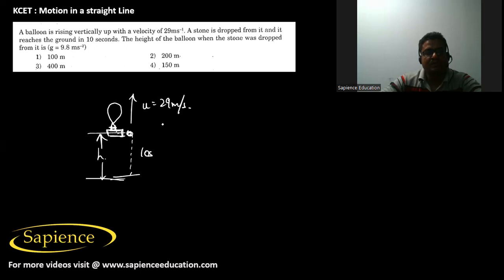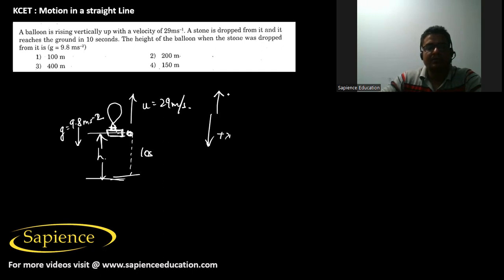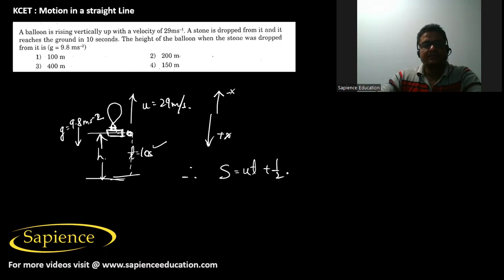So now, acceleration due to gravity is downwards, 9.8 meter per second square. Suppose we take vertically downwards as the positive direction of x-axis, so vertically upwards will be the negative direction. Since it reaches the ground in 10 seconds, t is equal to 10 seconds. So I can say s is equal to ut plus half at square.